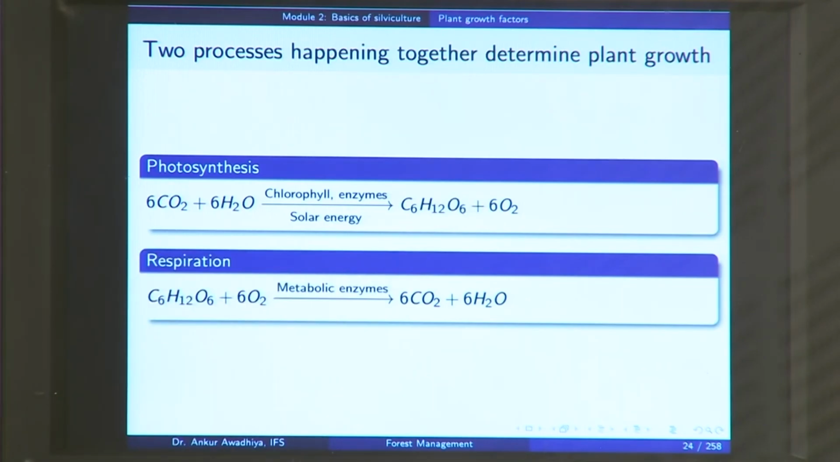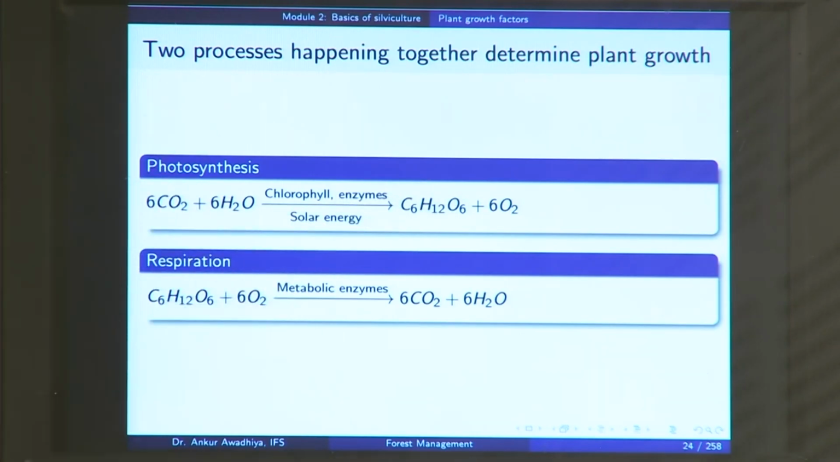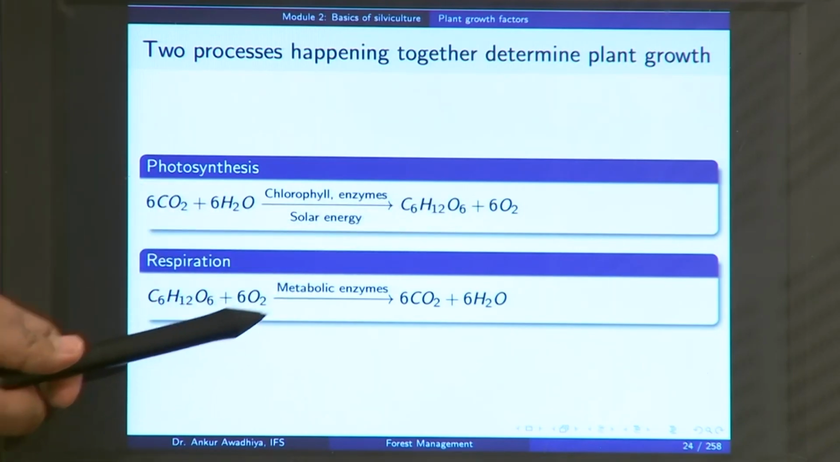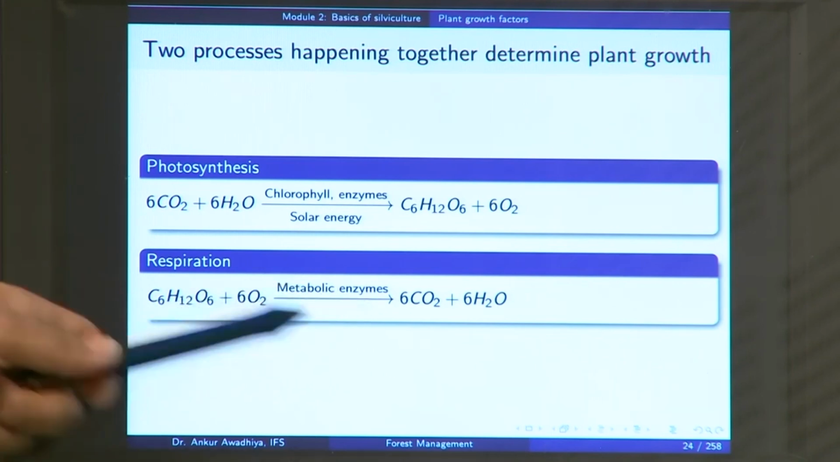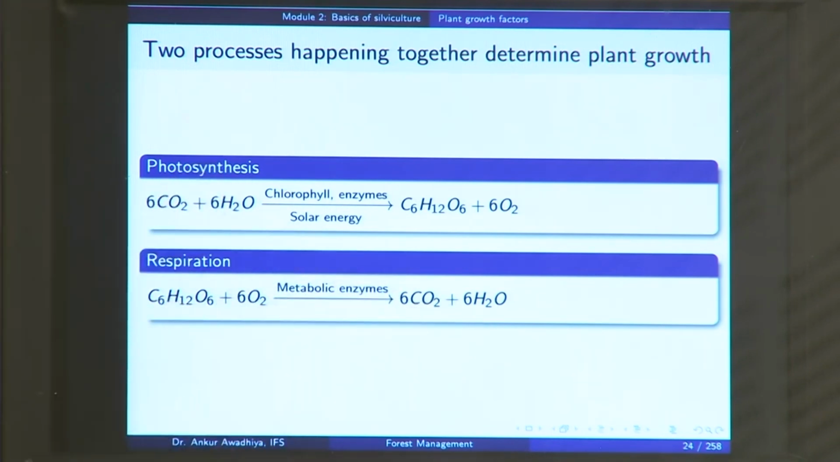So, this is photosynthesis, but at the same time plants are also using energy for their own sustenance, and when they use energy, it is through the process of respiration. So, in respiration you have the opposite of this process, C6H12O6, which is the sugar, combines with 6 molecules of oxygen. In the presence of metabolic enzymes, it gives you 6 molecules of carbon dioxide and 6 molecules of water.